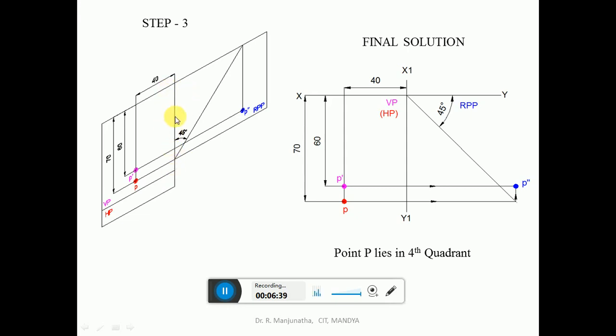So from this point we measure the distance of 40 mm in the vertical plane and also in the horizontal plane and draw a vertical projector. The distance below HP, which is the front view, will be seen in the vertical plane. So you measure the distance from this point to 60 mm here and mark that point, which is P dash. Then the distance in front of VP is seen in HP, so that distance is also 70 mm and it will be with the same line. So you mark that point, which is P, small p.